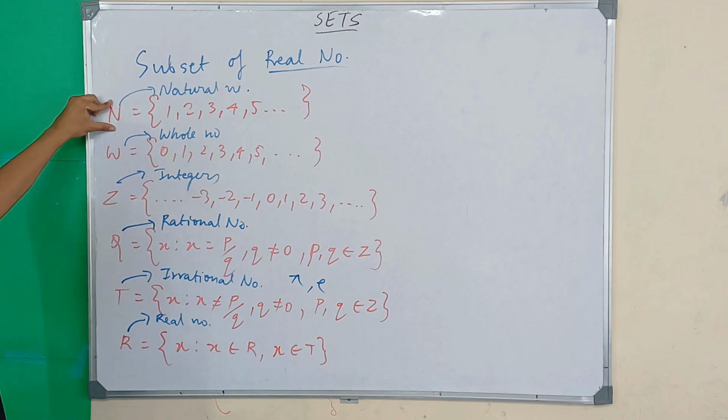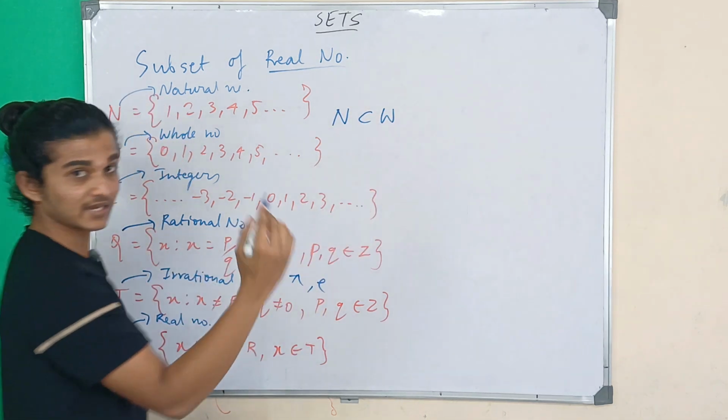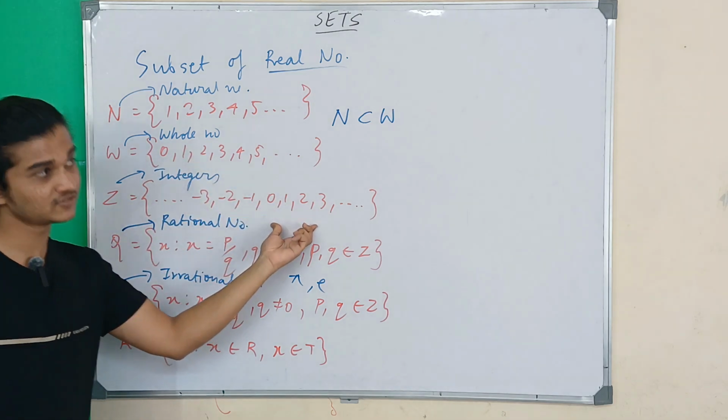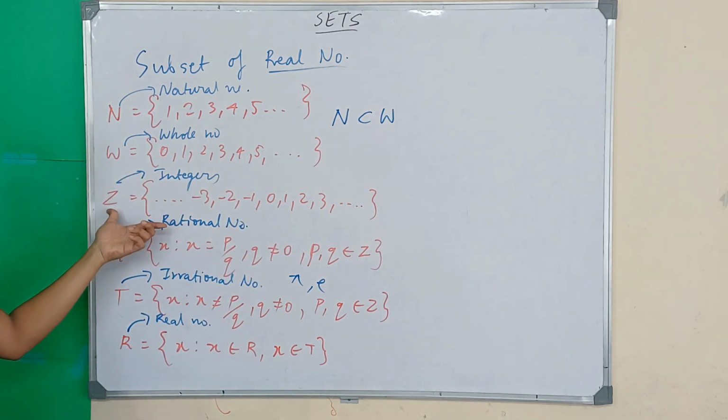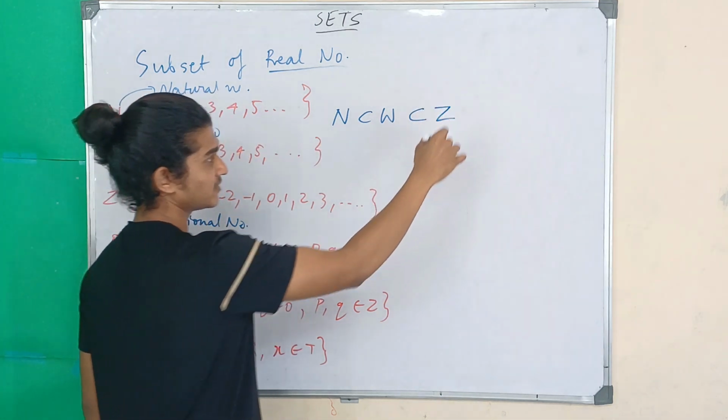Now can I say natural number is a subset of whole numbers because every single natural number is there inside this? I can say natural number is a subset of whole number. Now can I say whole number is there inside integers because every single number is there inside the integers? So I can say W is a subset of Z, integers.